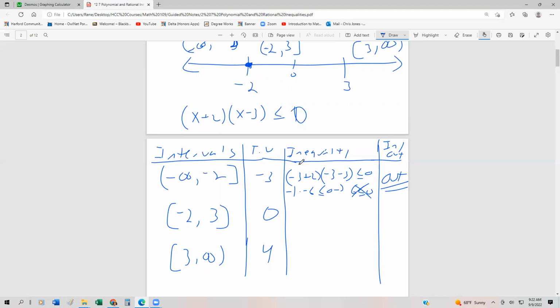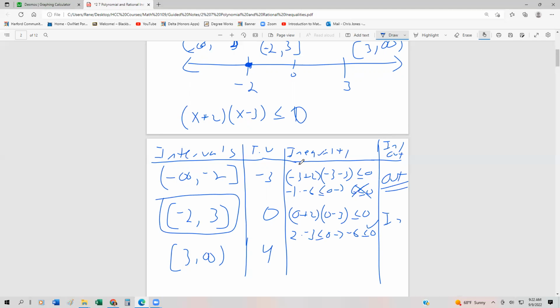Now we're going to do this again. We're going to substitute 0 back into the inequality. So we get (0 + 2)(0 - 3) less than or equal to 0. We get 2 times -3 less than or equal to 0, or -6 less than or equal to 0. And that's true. So that's in, which means that this is part of the solution set.